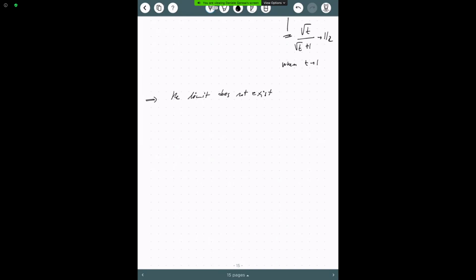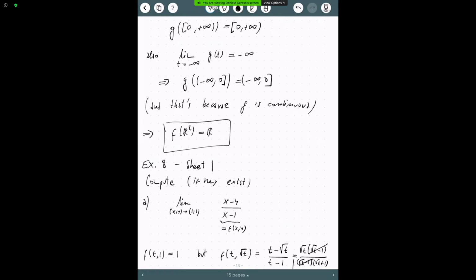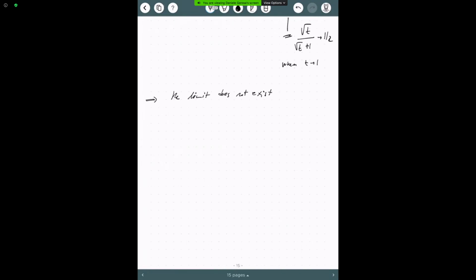Yeah, exactly. Well, I don't know if (0, t) and (t, t) works. It might, but that's the one that I chose. It's one option. There are usually plenty of options. So this limit does not exist.